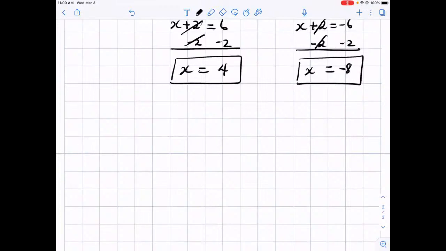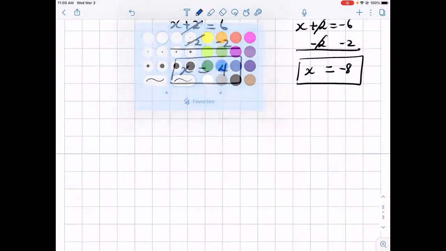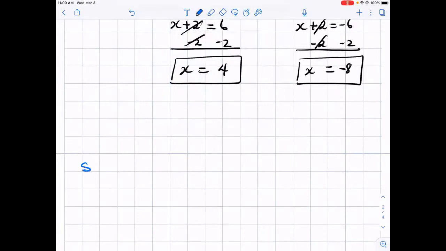Now, if we look at an example, okay, let's solve by completing the square.